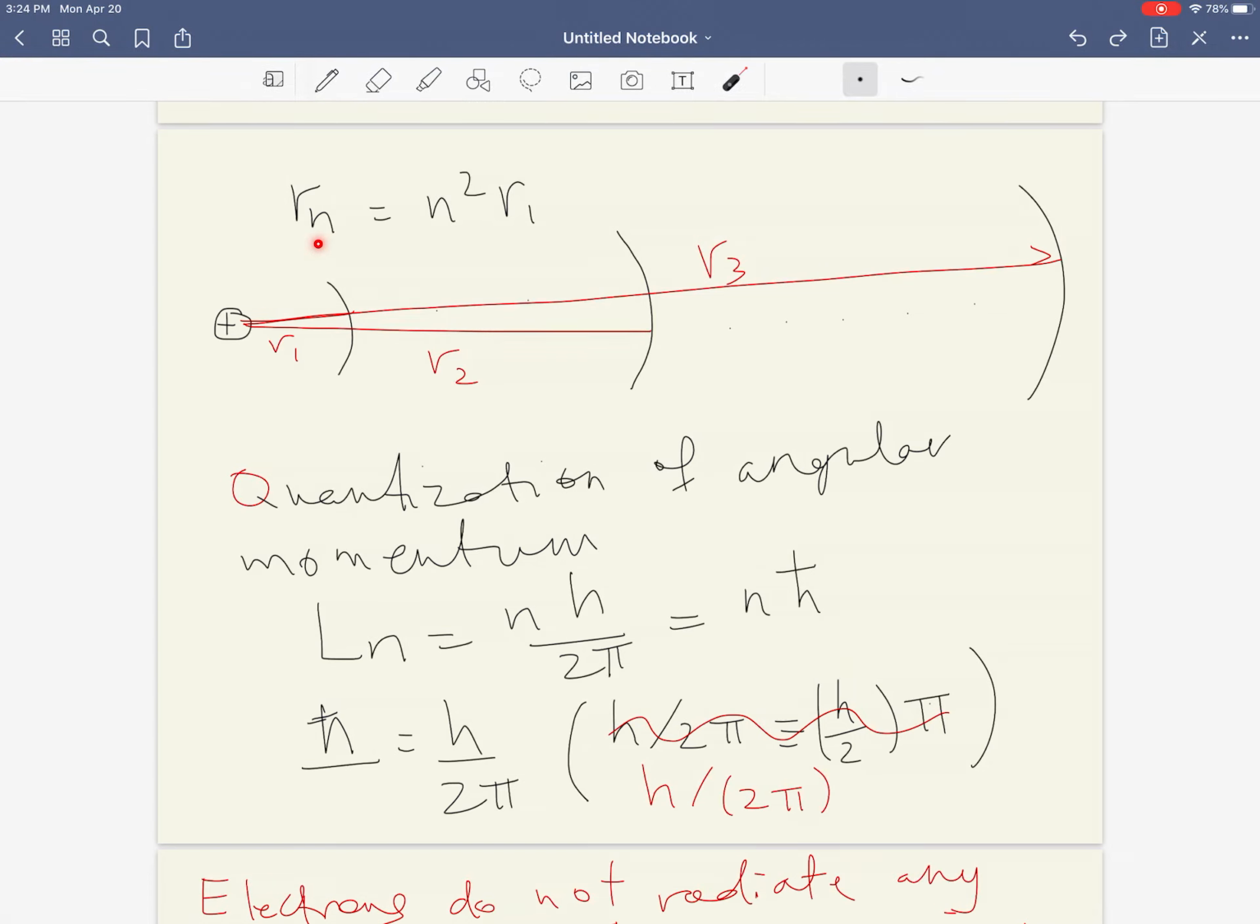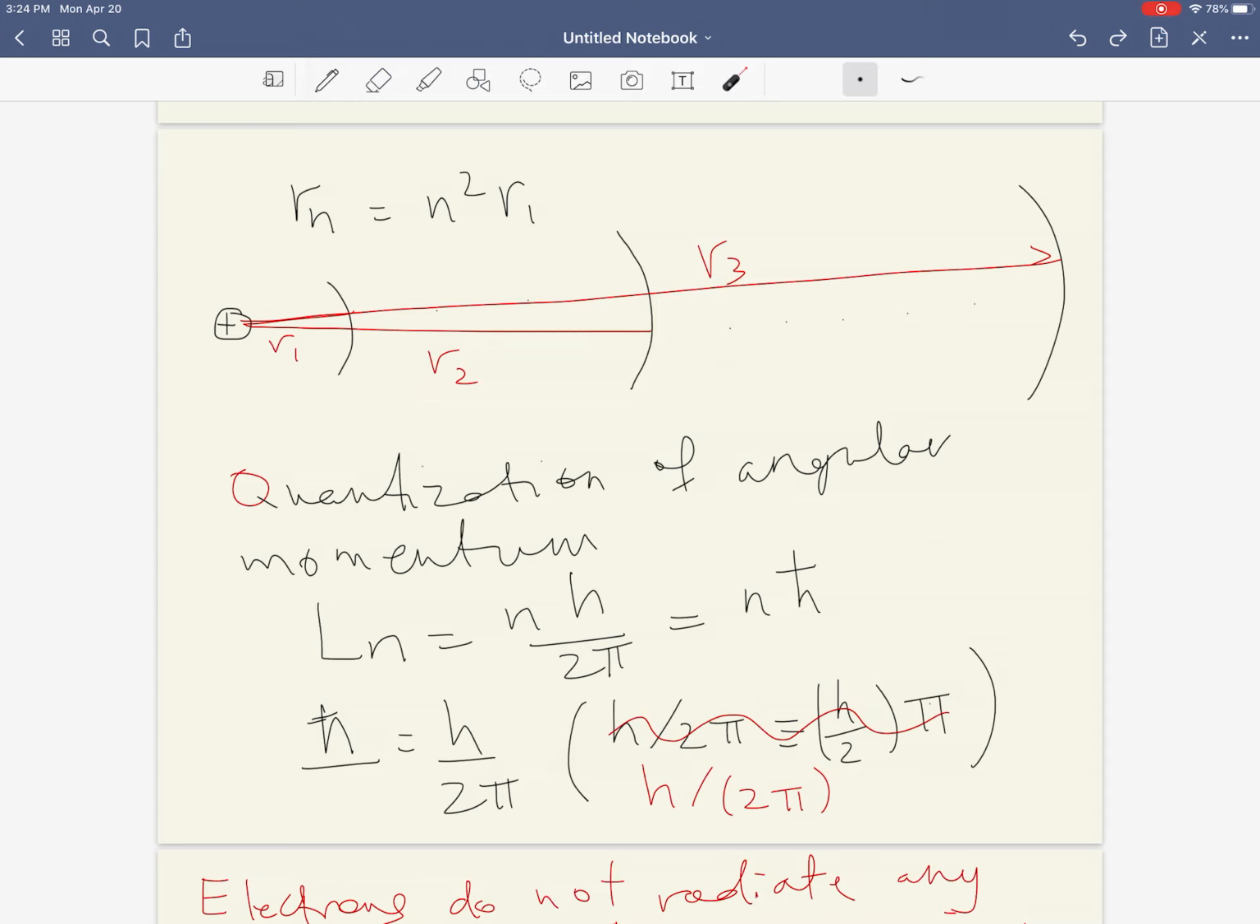So r for the nth orbit is given by n squared times r1. If we imagine that the proton is located here for the case of hydrogen, and that r1 is the radius of this very first orbit, which runs something like this, then the second orbit is given by r sub 2 is 2 squared times r1. 2 squared is 4. So the second orbit is 4 times as large as the first orbit. The third one, r3, will be 9 times as large, and the fourth will be 16 times as large, and so on.